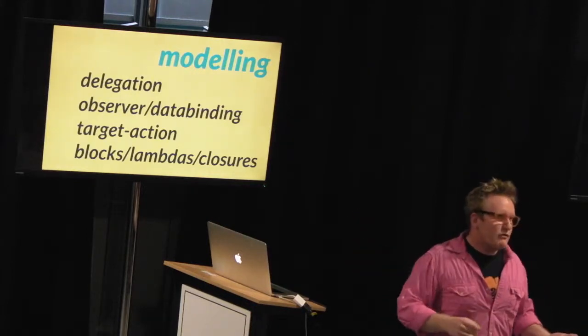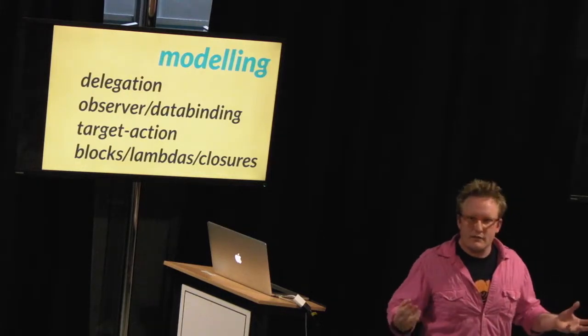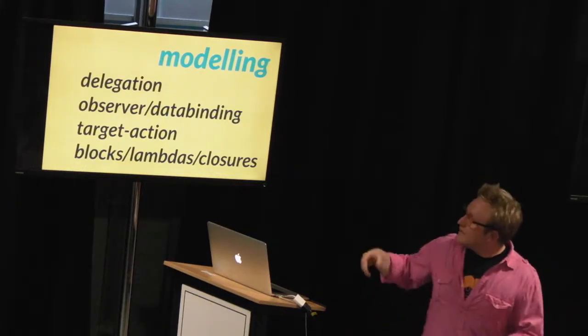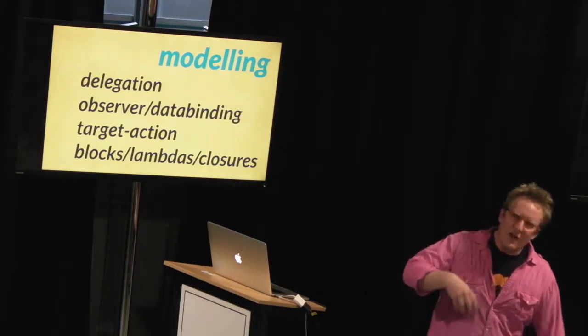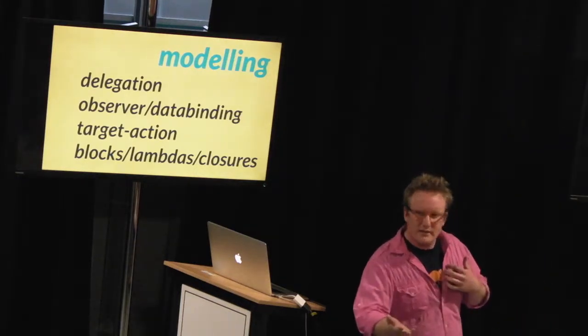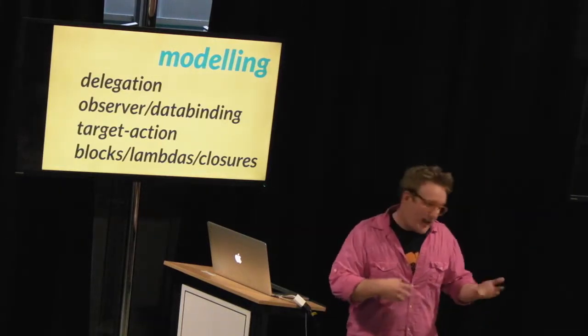Now those callbacks in your delegate are just events. You can map those as events. Same with some kind of the observer pattern or data binding. The observer pattern is when something changes, then tell me about it. Well, I can map that into my signal and event model as well. Target action, same kind of thing.